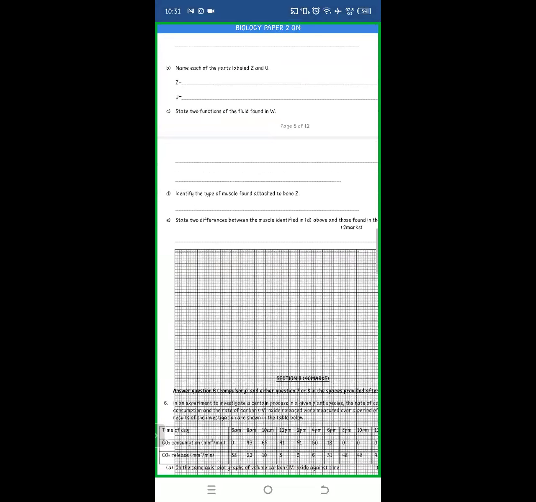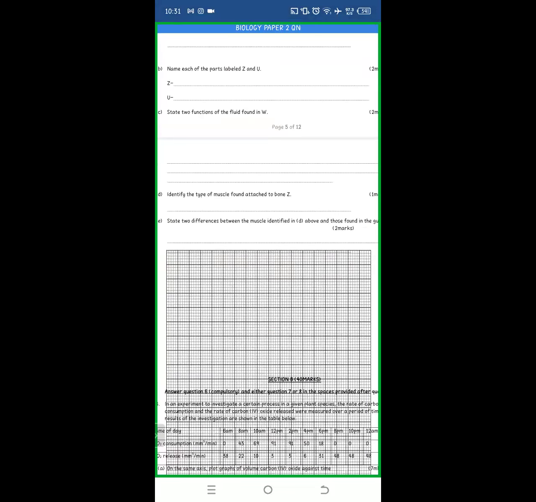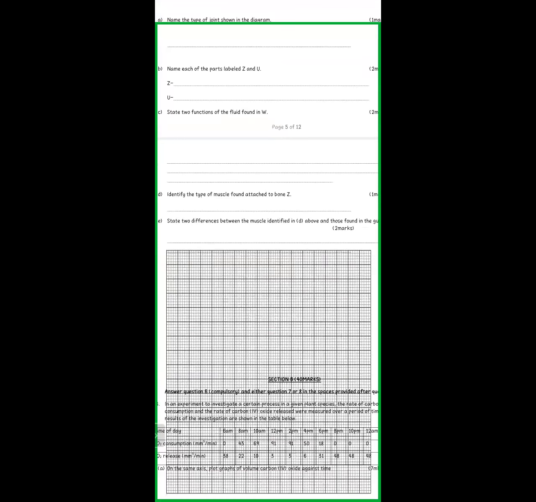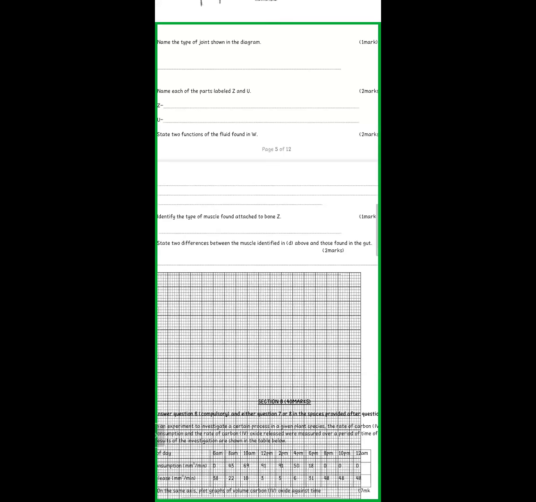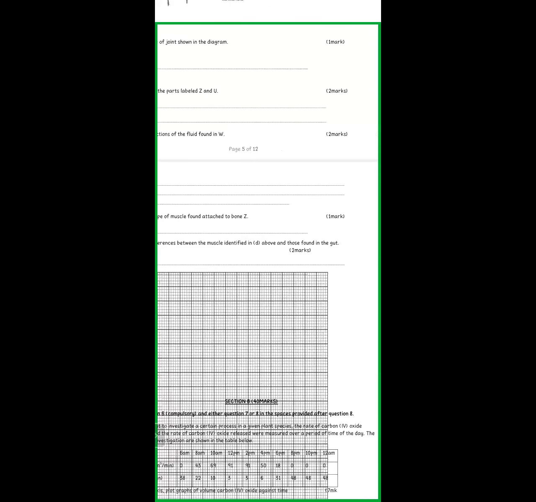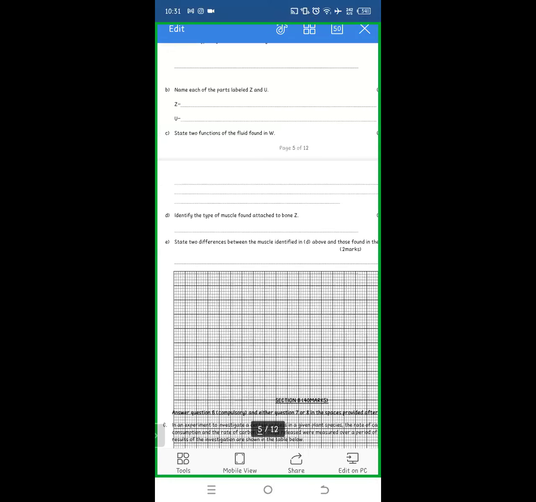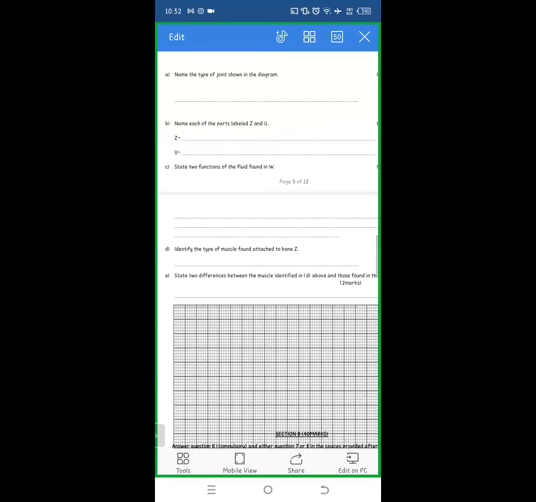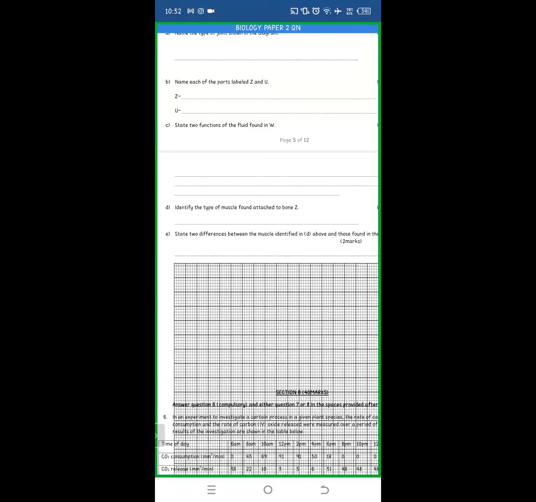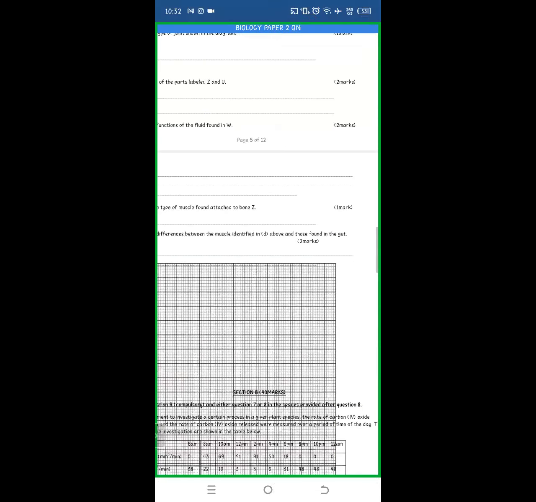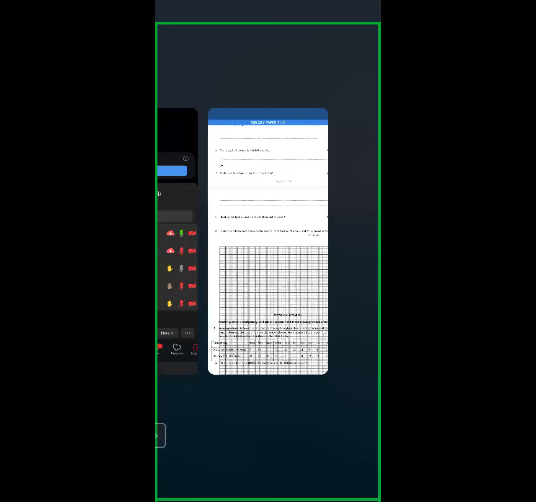Then we move to part E. State two differences between the muscle identified in D and those found in the gut. And that is the same question that we have just tried to ask. What is the difference between a skeletal muscle and a smooth muscle? So what are the differences that we have for that?